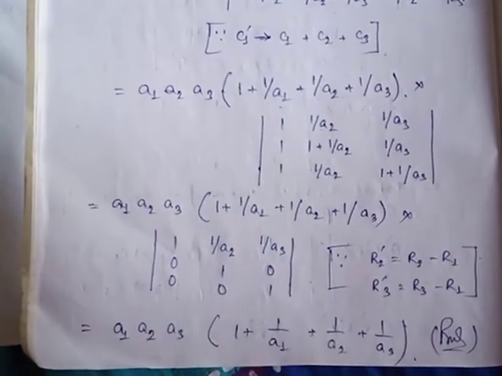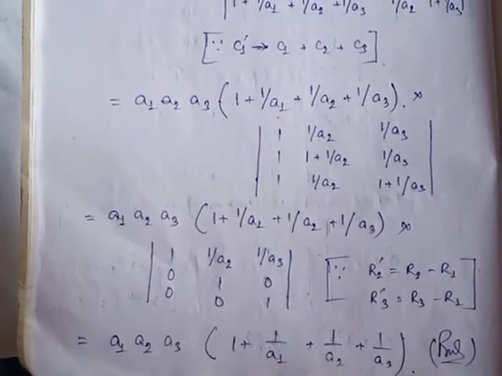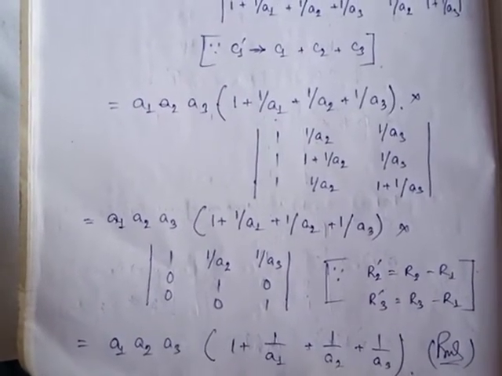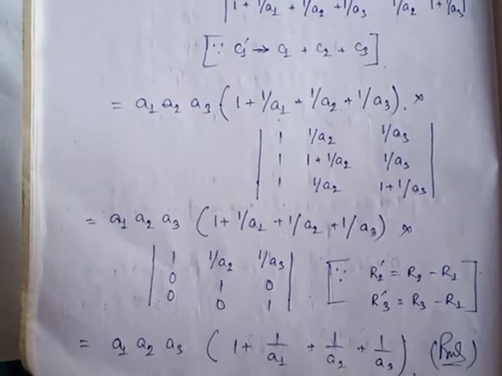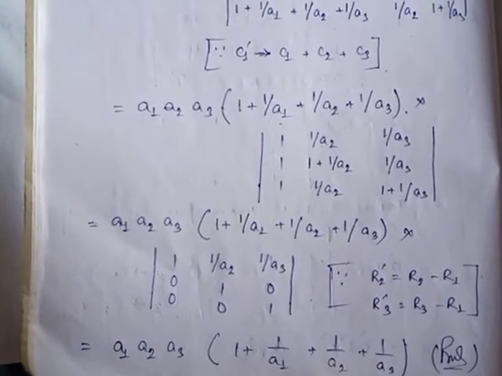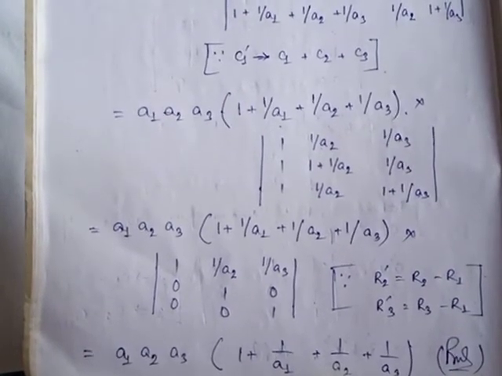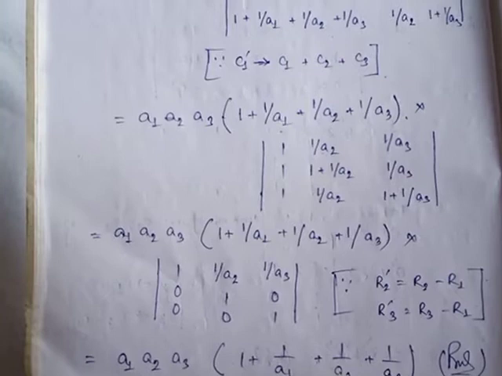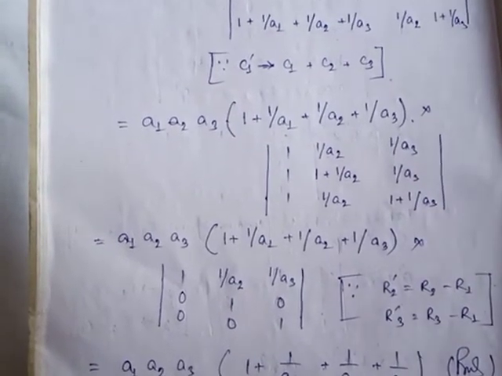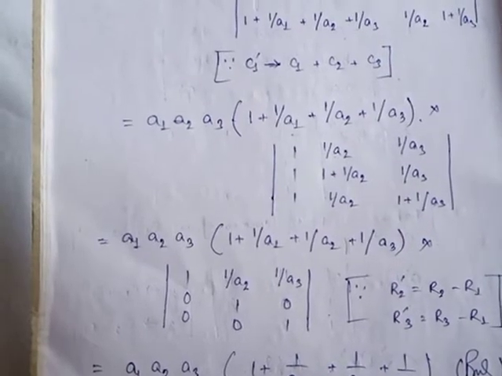So similarly we get the value 1 of the determinant, and a1 a2 a3 times 1 plus 1 by a1 plus 1 by a2 plus 1 by a3, which is given in the right hand side. This is proved. Note down all of you.